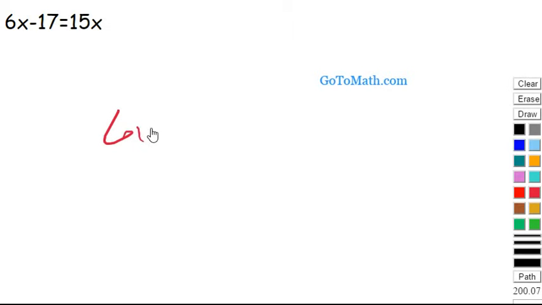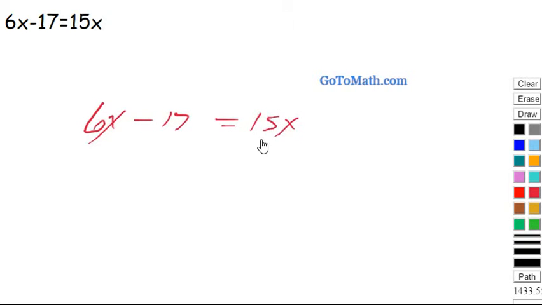So we have 6x minus 17 is equal to 15x. Okay. So we want to consolidate all our x's to one side of the equal sign. And since this one is bigger, it's going to stay, and this is going to be the one that we take over to this side over here.